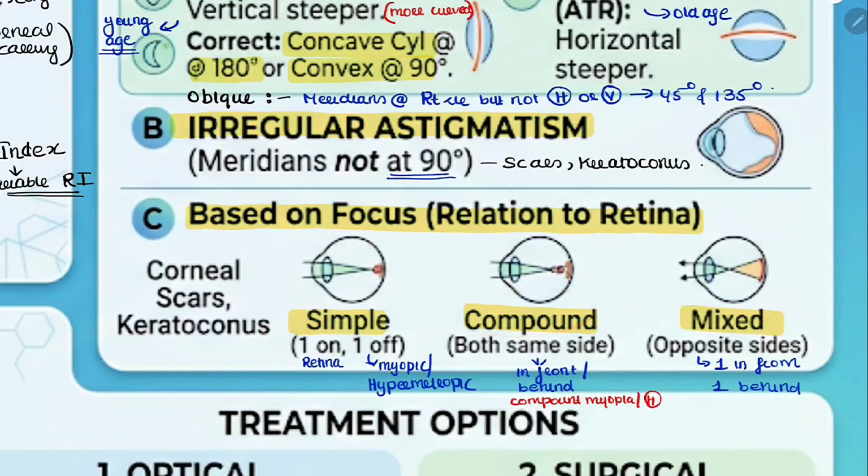Compound means both are either in front or behind. So both are myopic or both are hypermetropic. Both the meridians focus in front or both focus behind. Then mixed means one is myopic and the other is hypermetropic. So simple means one is on the retina and the other is myopic or hypermetropic. Compound means both are myopic or both are hypermetropic, and mixed means one is myopic and the other is hypermetropic.